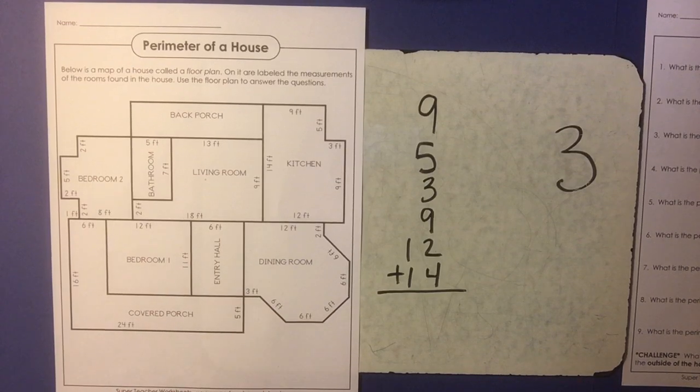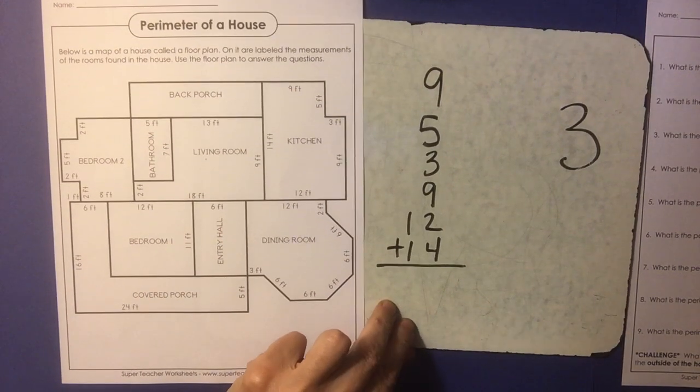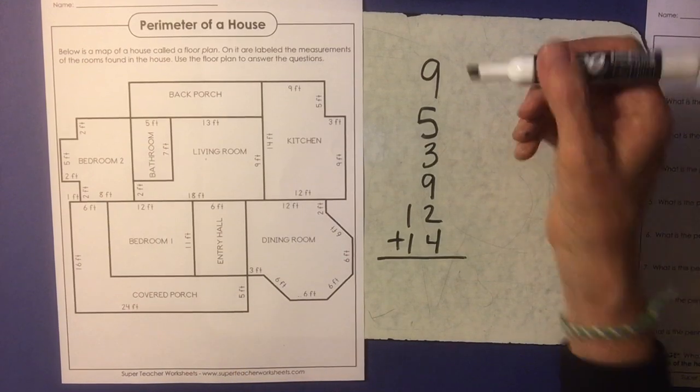So what I'd like you to do right now is, will you go ahead and calculate the perimeter, and I'd like you to pause the video while you're doing that, and then you can see what my answer is when you come back. Okay?